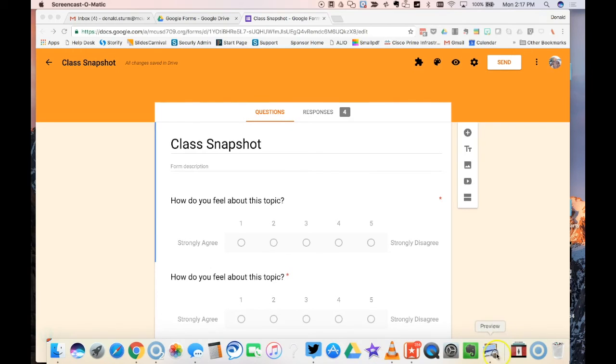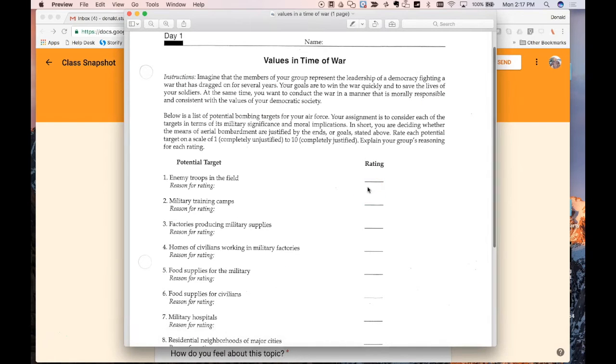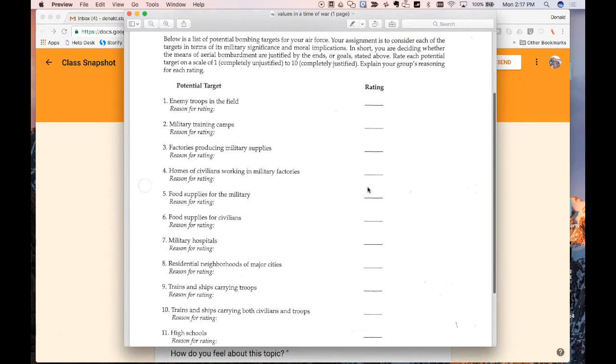I used to use it in the war unit, when I was teaching American Studies. Courtney Edelman and I would give the students this values in a time of war. And essentially we were talking about the controversies of war. And we would give them this, here's a potential target list, and you need to decide on a scale of 1 to 10, 1 being it is completely unjustified to bomb these targets, or 10, it's completely justified.